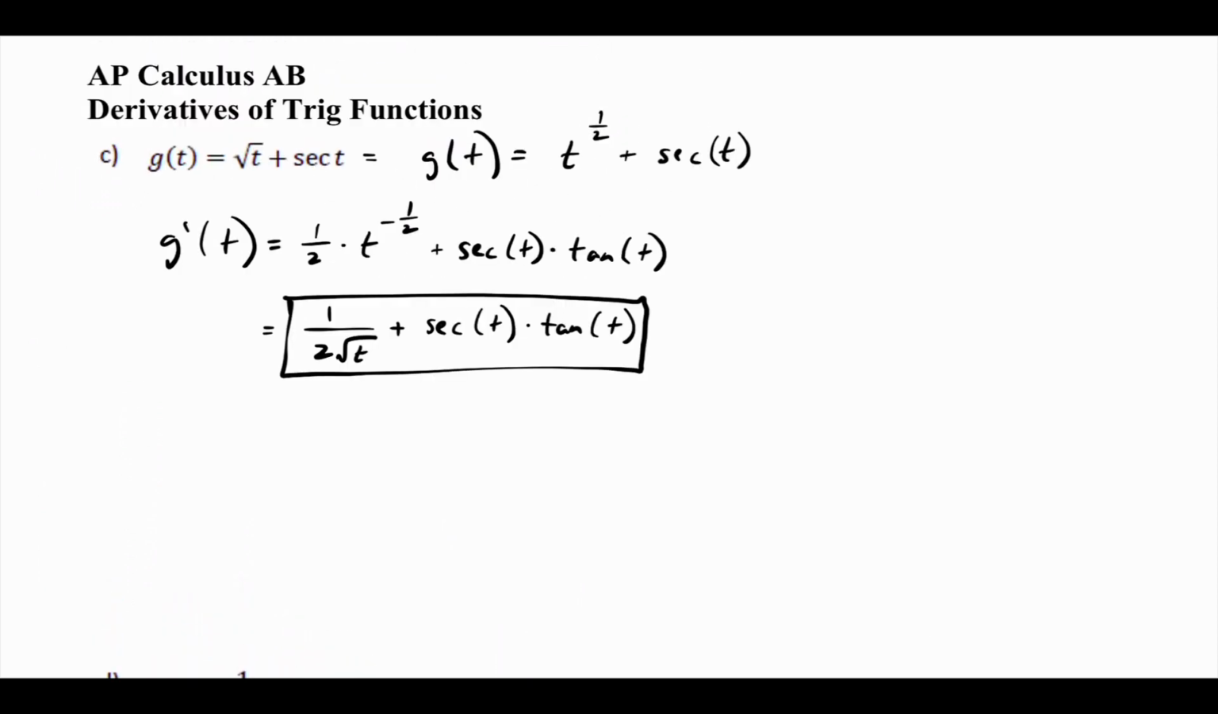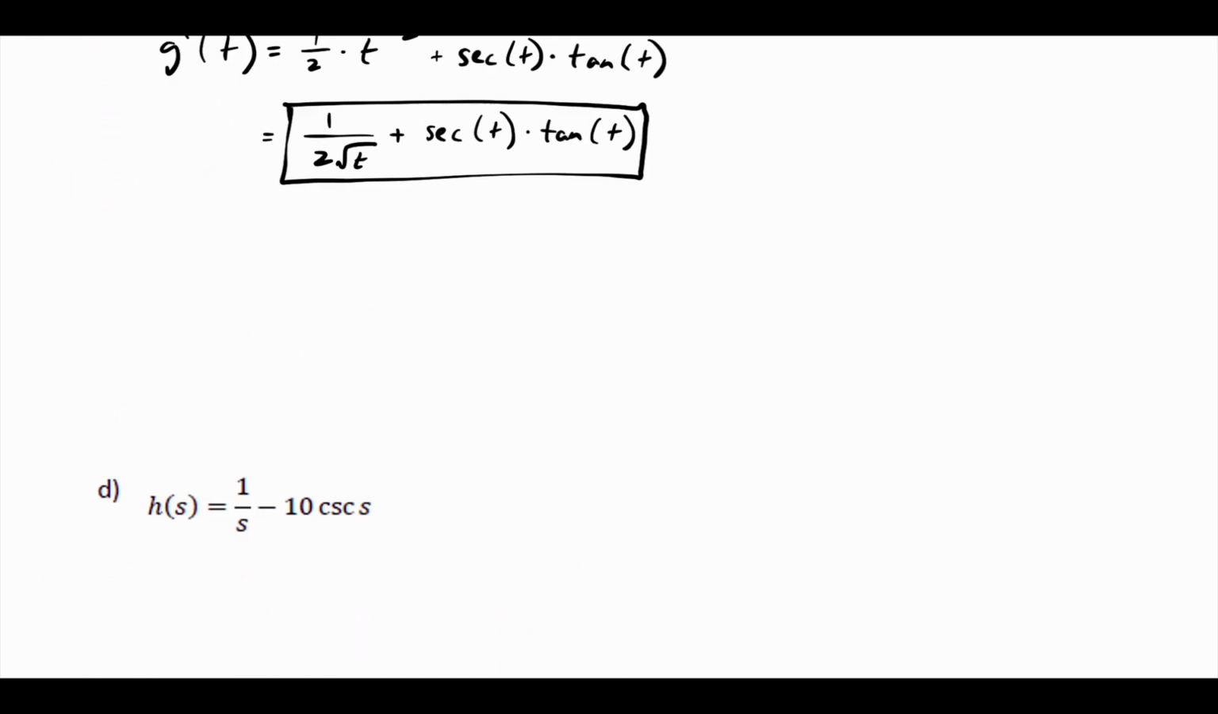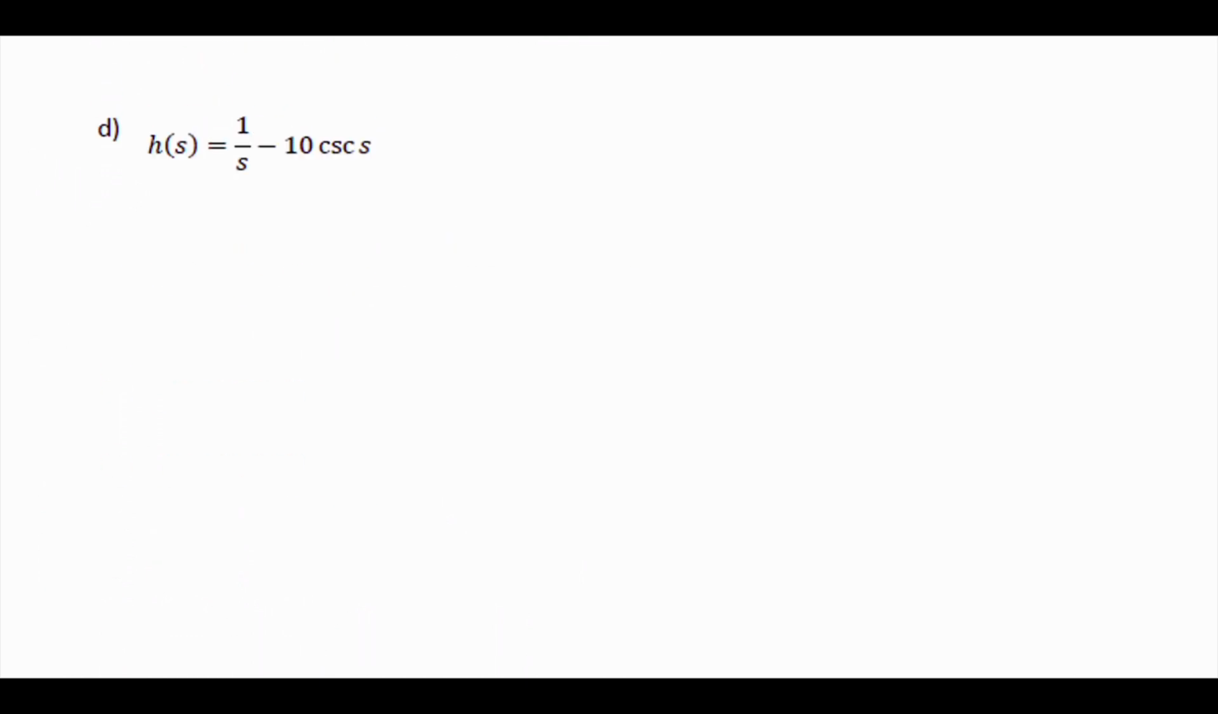All right, let's try letter D. Two more and we're done. H of S. So I have two functions going on here. I have 1 over S, and I have 10 times cosecant of S. They're being subtracted, so I don't have to use the product rule or the quotient rule. But look at 1 over S. That's a fraction. How do I find the derivative of the yellow stuff?